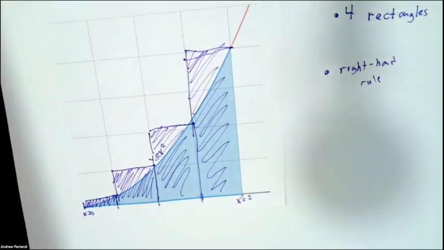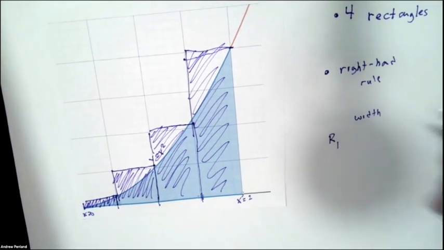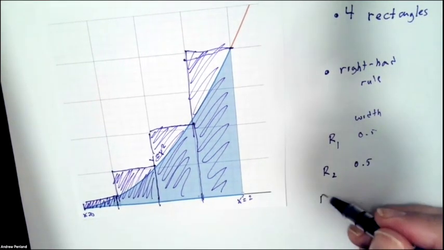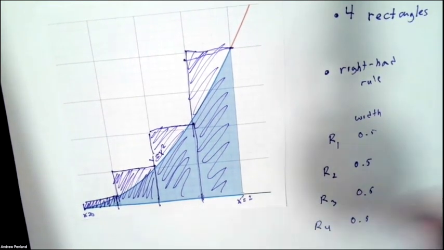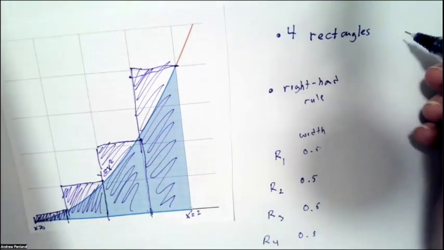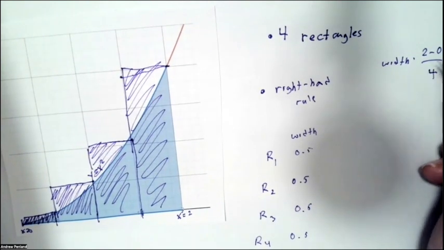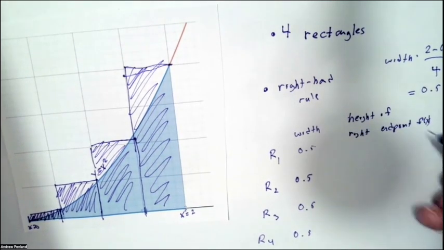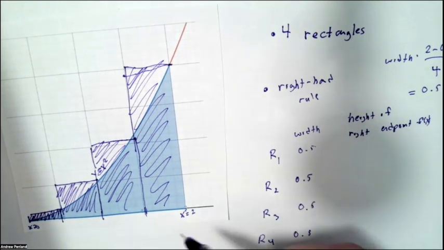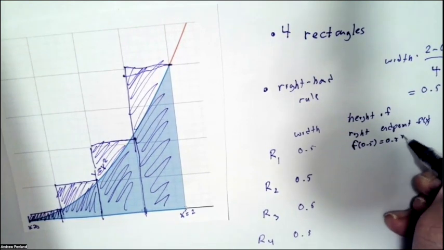So with a right-hand rule here, notice the width of each rectangle is still going to be 0.5. Where am I getting that? I'm getting that because the length of my interval went from 0 to 2. So the width is going to be the length of the interval, which is 2 minus 0, divided by the number of pieces, which gives me 0.5. Then I'm looking at the height of the right endpoint of the function. The right endpoint for this first interval is 0.5, so f of 0.5 would be 0.5 squared.